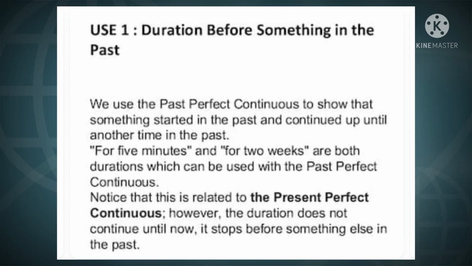Uses. We use the past perfect continuous to show that something started in the past and continued up until another time in the past. Children, if you remember what is present perfect continuous, it is easy to remember past perfect continuous also, because in present perfect continuous, the event will be continued up to the moment of speaking, but it must have started earlier, okay, a long time before. But past perfect continuous is also the same thing, but it must have happened in the past. Okay, and adverbs like for 5 minutes, for 2 weeks, etc. will be used to show the duration of the action.